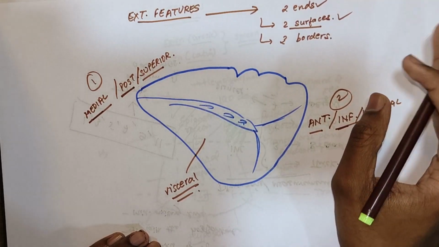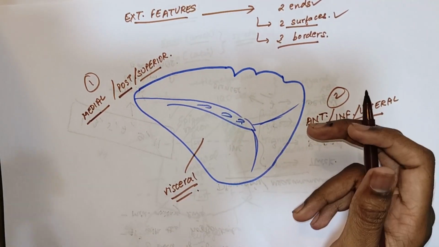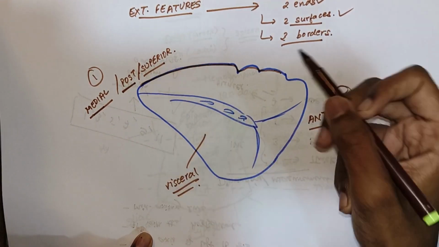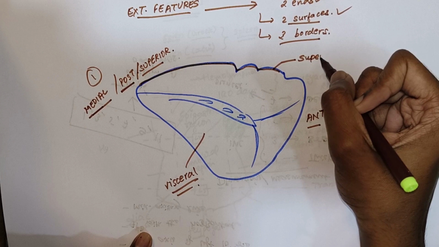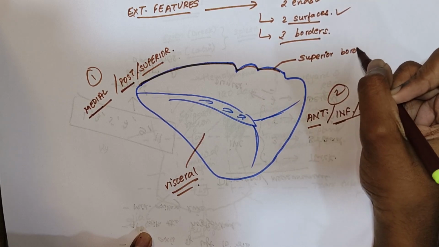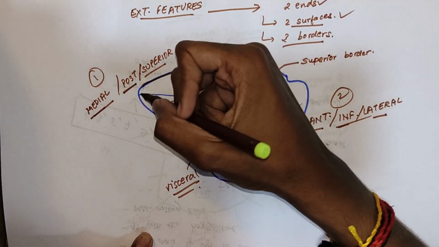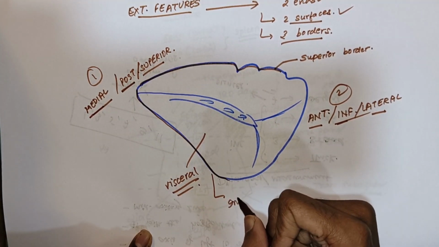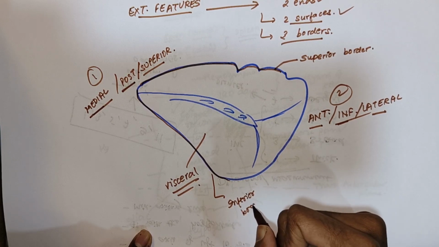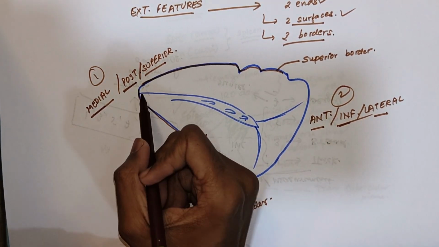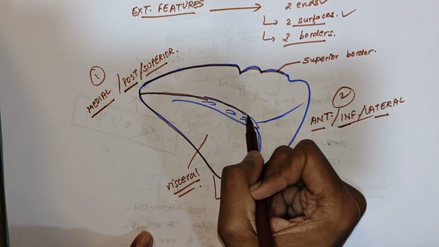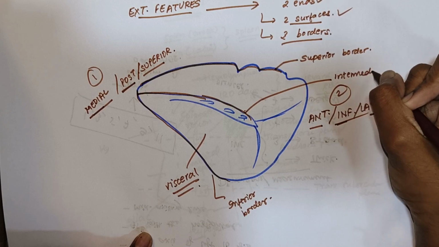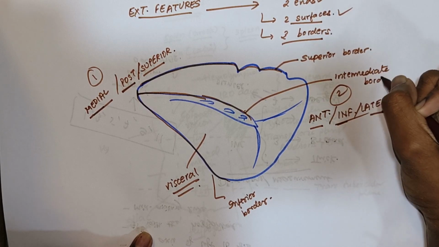Now when we are done with surfaces, let's start with borders. There are 3 important borders. This border that you see here, it is known as the superior border. This border that you see, it is known as the inferior border. And the border that you see in between, it is known as the intermediate border.